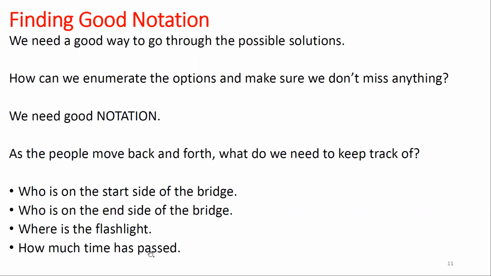Because that will tell us where the zombies are. And in fact, as soon as the time gets too large, we know we don't even have to worry about that path anymore. So the first three are the ones that are more important. We'll be able to figure out the time from good notation for the first three.